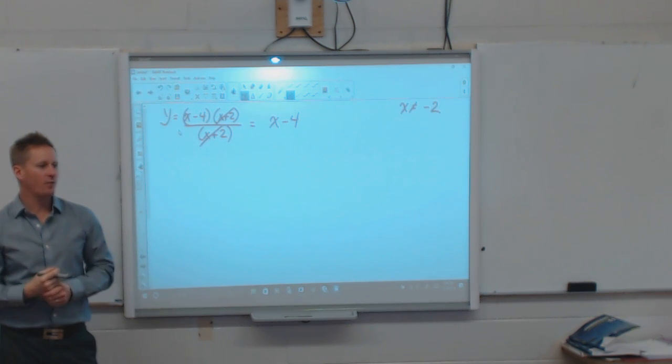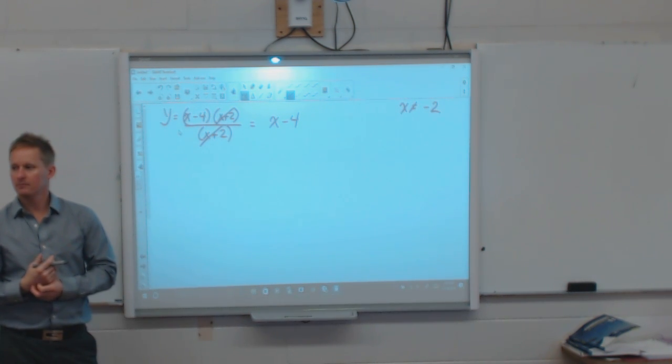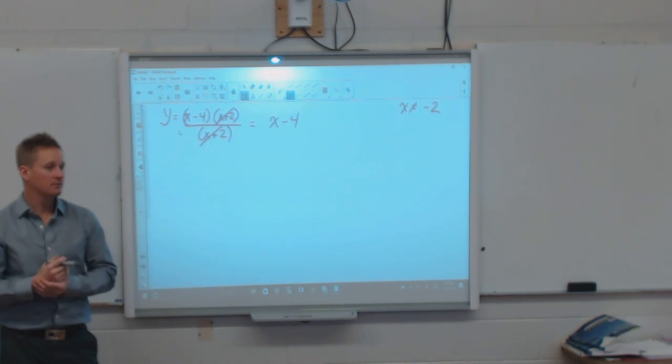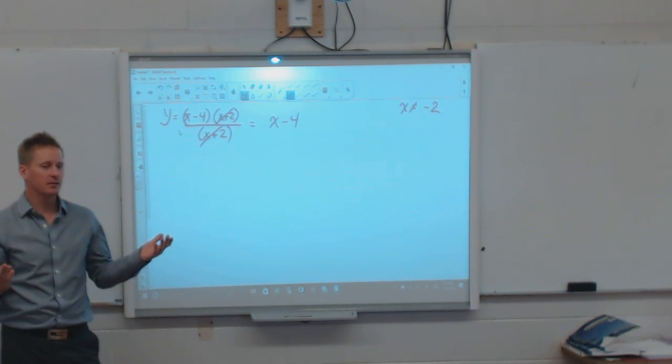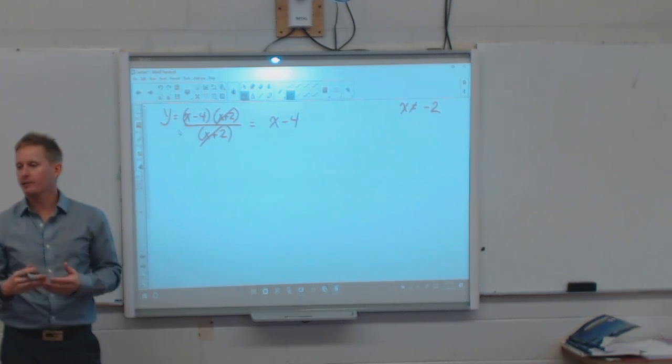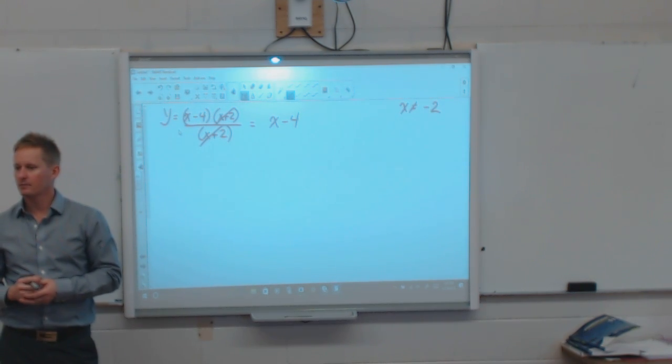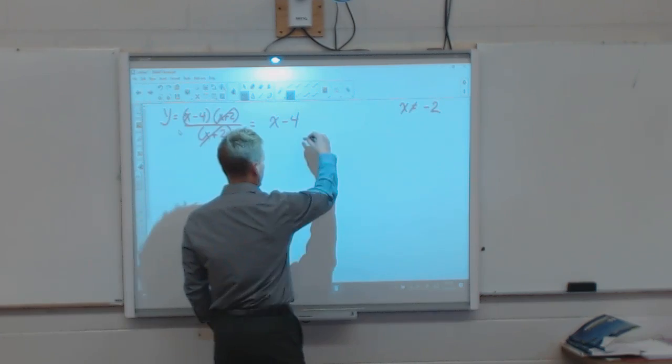Y equals x minus 4. What is that the graph of? Is it a parabola? Is it a quadratic? It's linear. It's a line. That's all that's left. So now I just have to graph the line. Same old, what we did in grade 10.